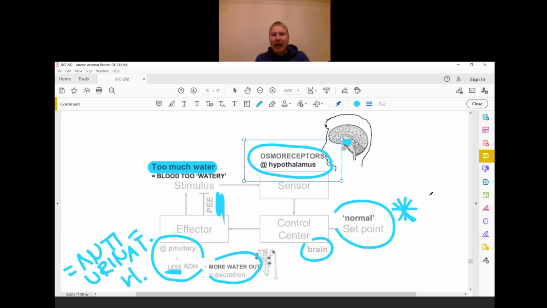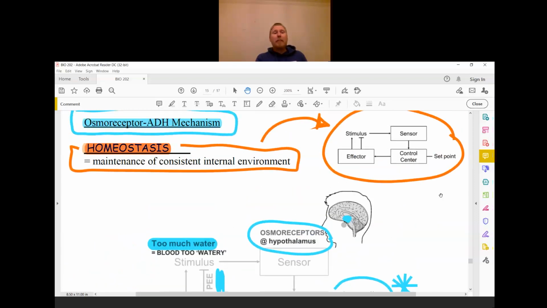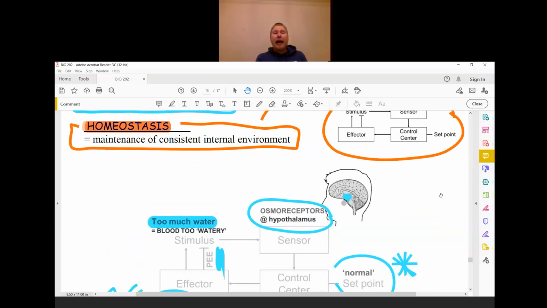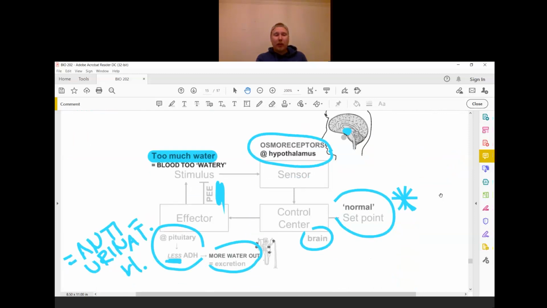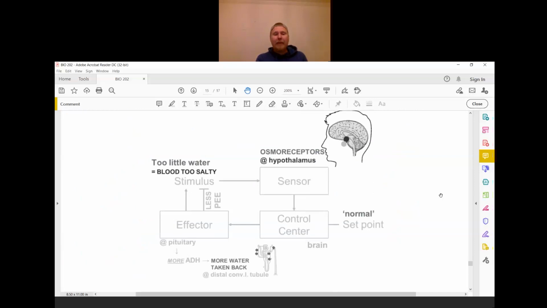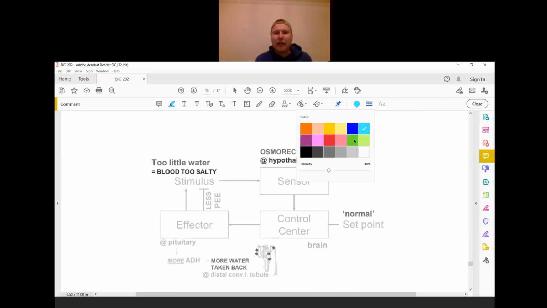And that's how our homeostatic mechanism loop is able to explain the osmoreceptor ADH mechanism as it relates to when we have too much water in the body. Let's look at the opposite situation where we have now too little water in the body. And let's see what we can learn about that, what sort of observations we can make here.